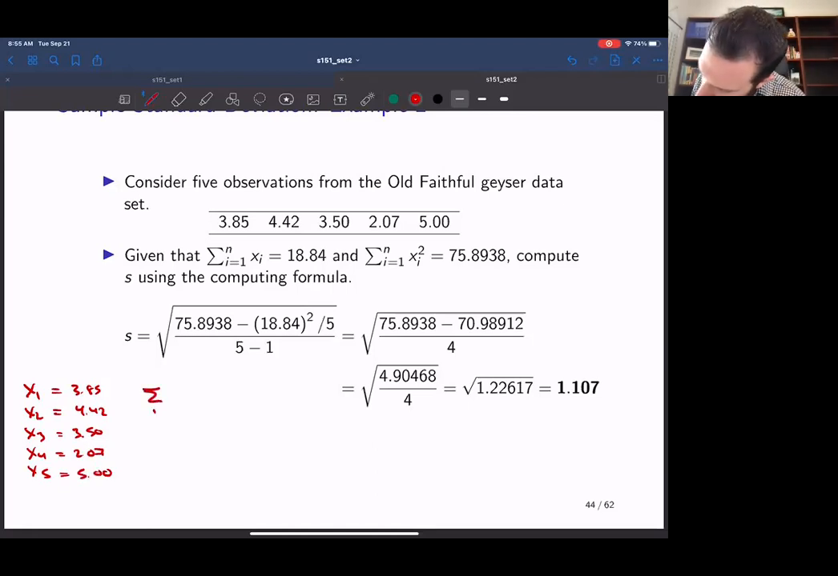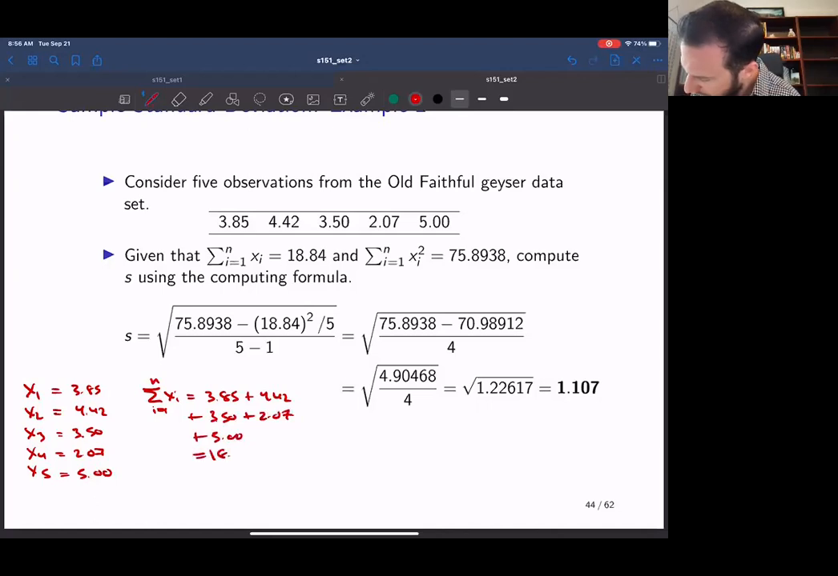Okay, so the sum from i equals 1 to little n of xi, this is going to be the same definition we saw for the mean. So this is just going to say add up all of the values in the data set. It's worrying me that my writing is getting worse and worse. Okay, so that's where the 18.84 comes from. So that's just the sum of the numbers together.